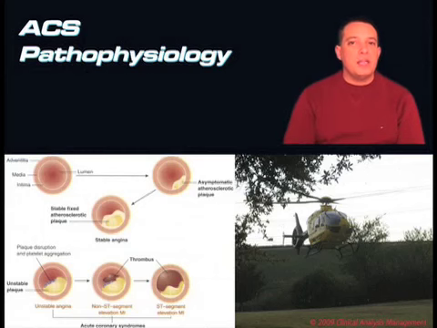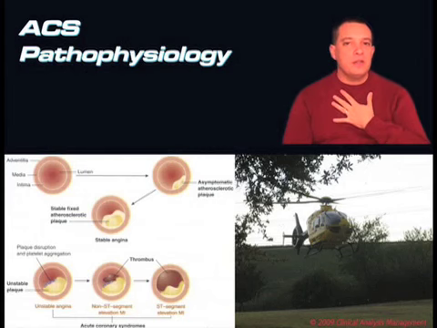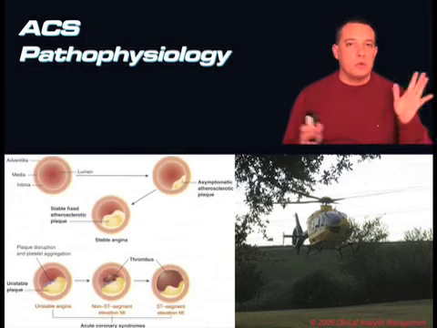Now, the hallmark of stable angina is the fact that it's predictable. And when I say predictable, I mean that you can predict when it's going to come on, and you can predict what's going to make it go away. So with stable angina, the patient has chest pain, but they know that it only comes on after they do 10 minutes of exertion, and they know that if they sit down for 5 minutes and pop a nitro, it'll go away.